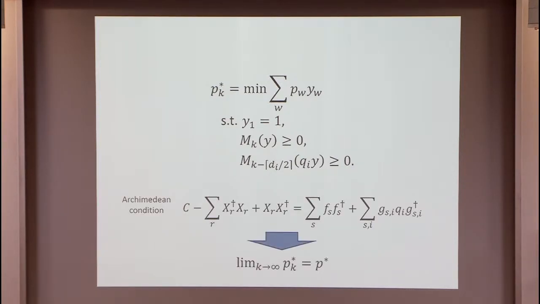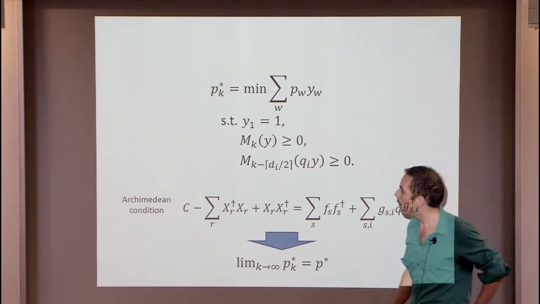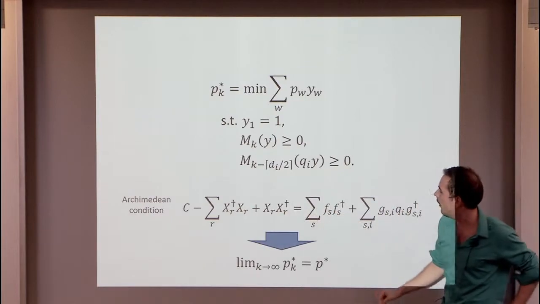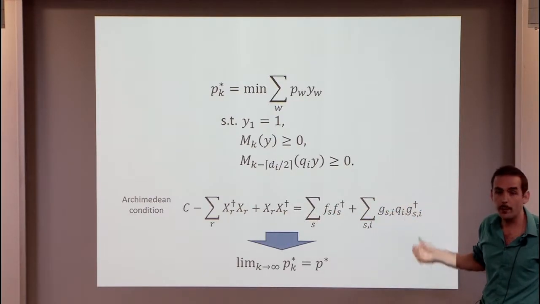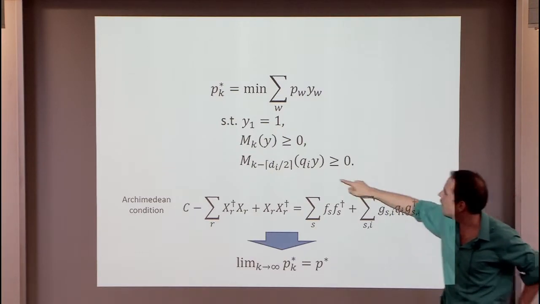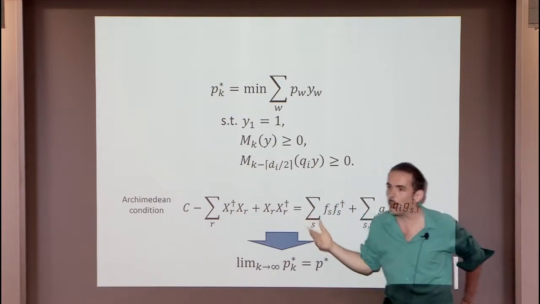And if this non-commutative extension of the Archimedean condition holds, namely that you can find some positive number c such that this polynomial here is a sum of squares, then you can prove convergence. What this is telling you simply is that the structure of these QIs is such that you can prove that these variables are bounded operators.